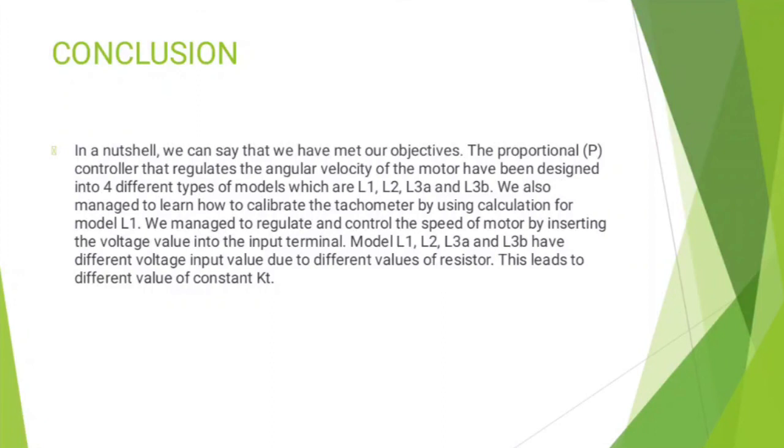We also managed to learn how to calibrate the tachometer by using calculation for model L1. We managed to regulate and control the speed of the motor by inserting the voltage value into the input terminal. Models L1, L2, L3A and L3B have different voltage input values due to different values of resistor. This leads to different values of constant KT.